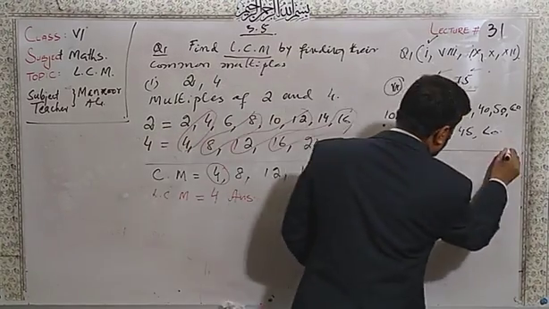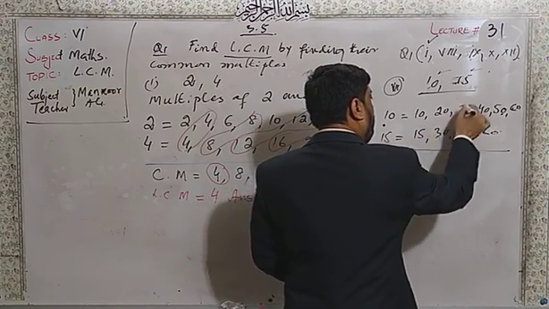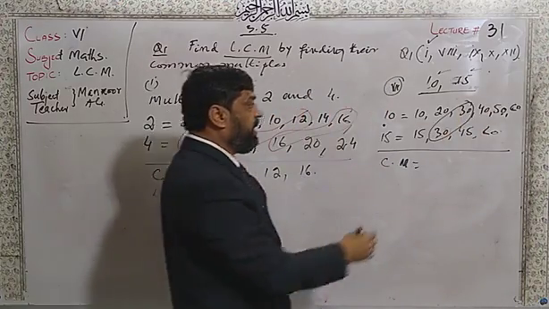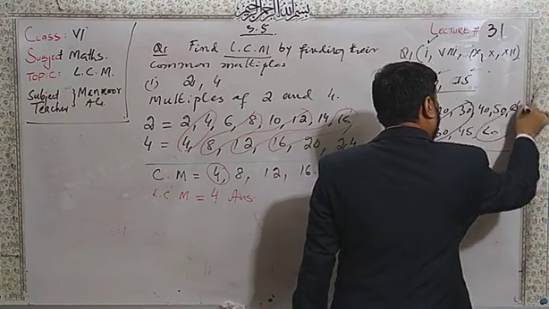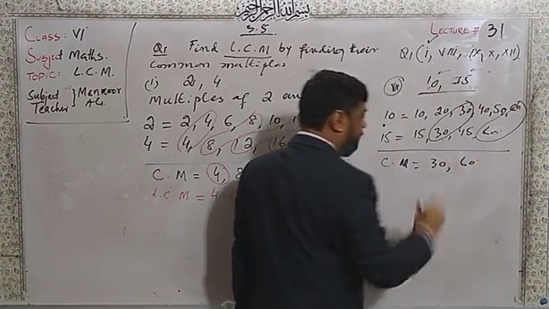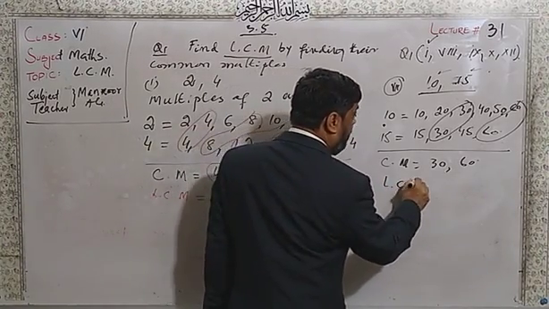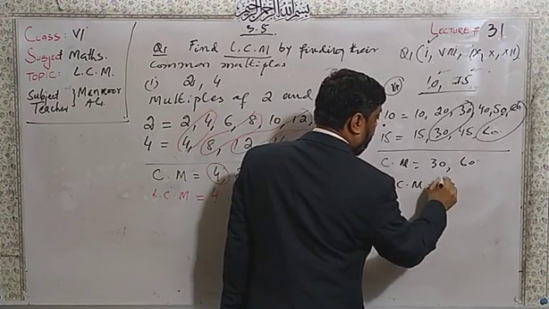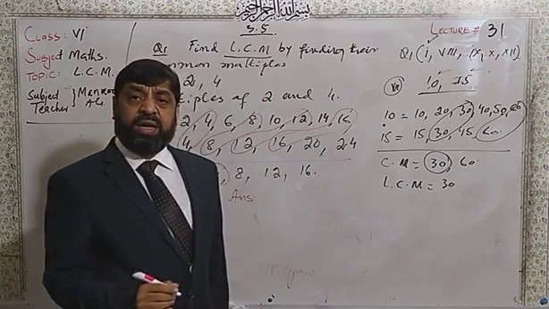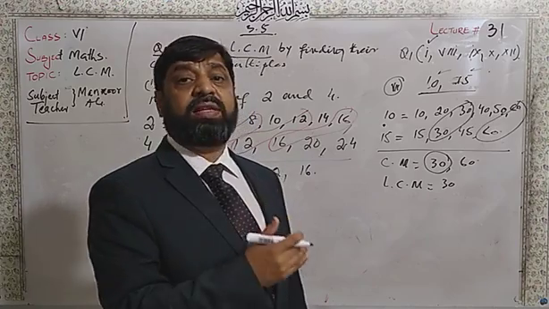Dear students, I will write here common factor, that is here the first common factor 30, and after that I have 60. 30 and 60. Then I will see what the LCM is. LCM is 30, because this is the lowest number, or this is the smallest number that will give us the LCM.